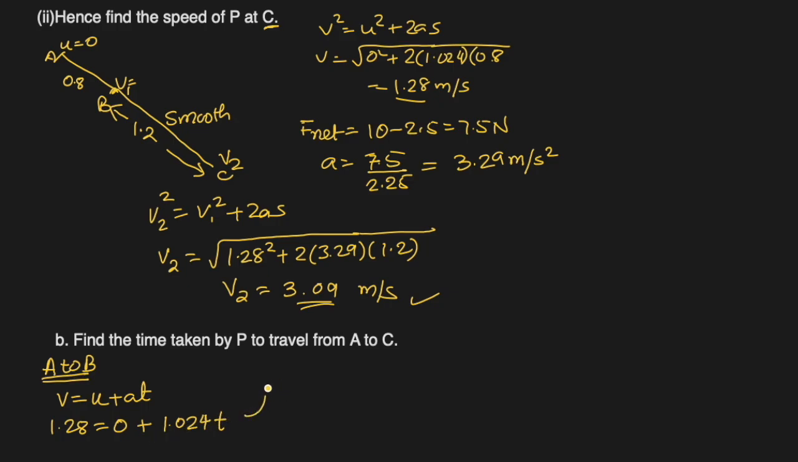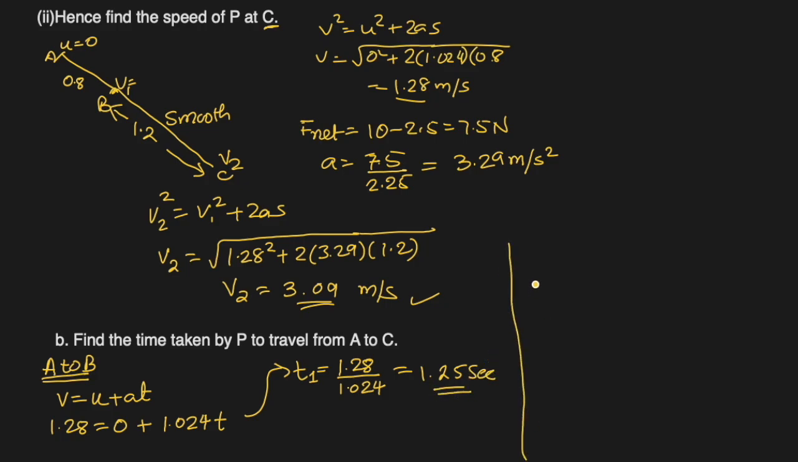So it gives us T, let's call it T1 because it is from A to B, right? T1 will be 1.28 divided by 1.024 by this equation, because 0 is excluded. It comes out to be 1.25 seconds, rounded off to 3 significant figures.